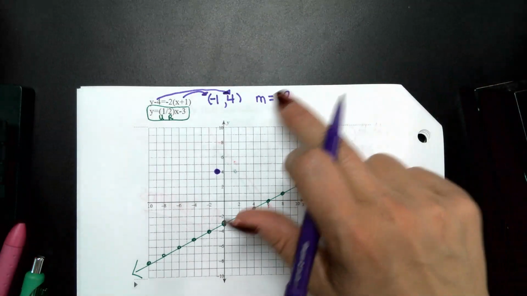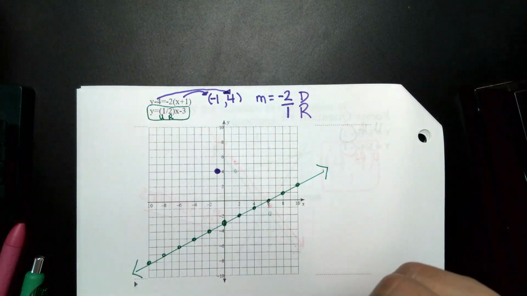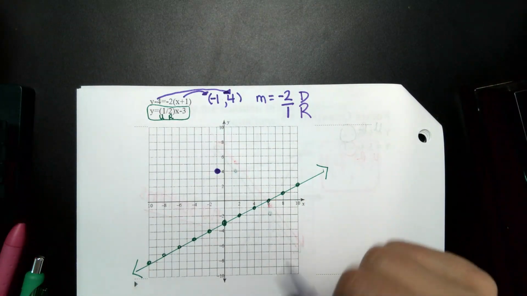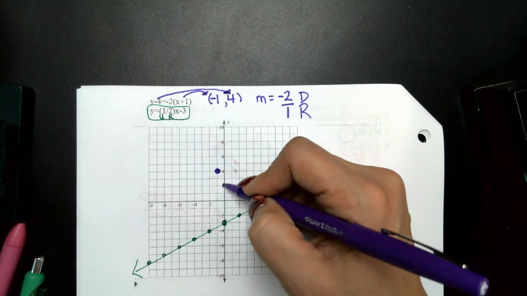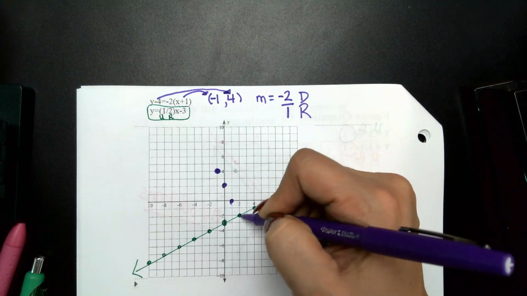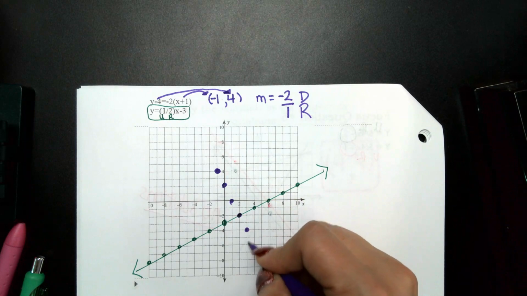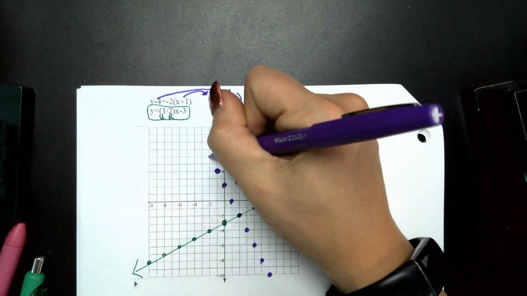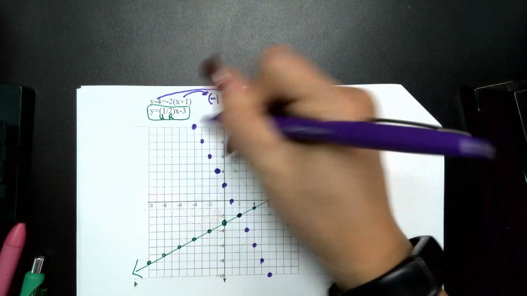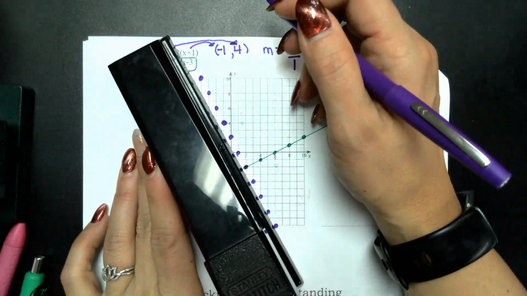Now if our slope is negative 2, it's down 2, right 1. So starting at my first point, down 2, right 1. You should get it to cross at one of the points that are already plotted. And then connect all those points.